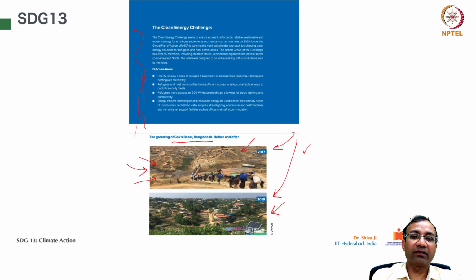Well, outcome areas. Priority areas are the needs of refugee households in emergencies: cooking, lighting and heating, that can be executed swiftly. Refugees and host communities have sufficient access to safe, sustainable energy to cook three daily meals. Refugees have access to 200 watt hours per household per day, allowing for basic lighting and connectivity. Energy efficient technologies and renewable energy are used to meet the electricity needs of communities, centralized water supplies, street lighting, educational and health facilities, and humanitarian support facilities such as offices and staff accommodation.